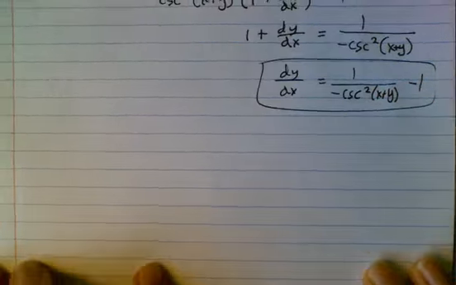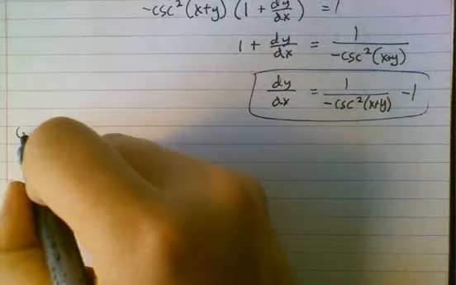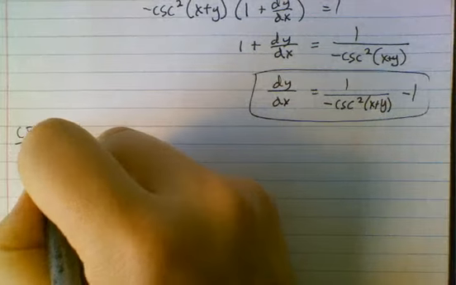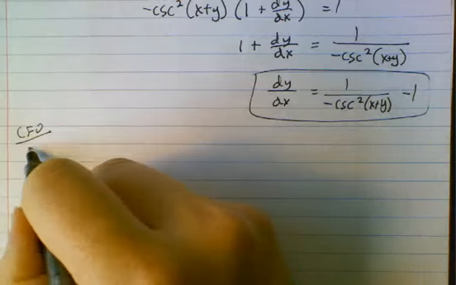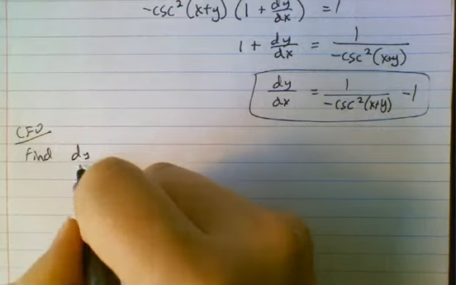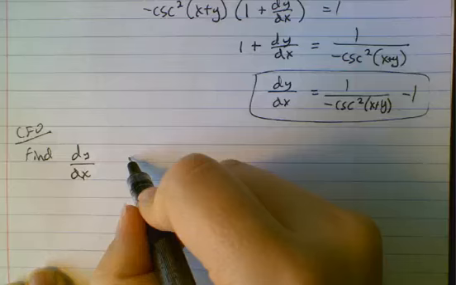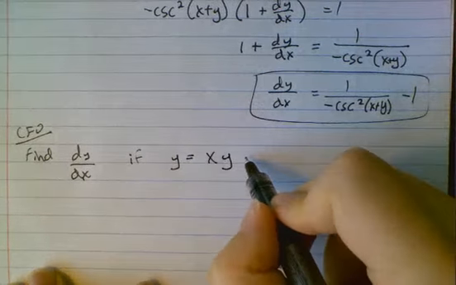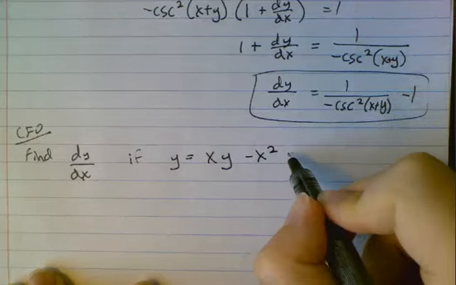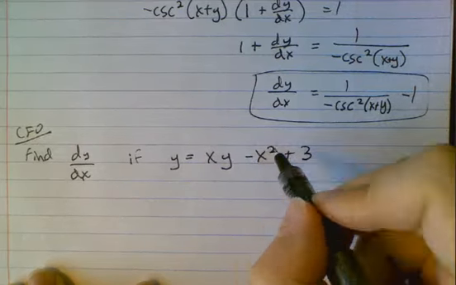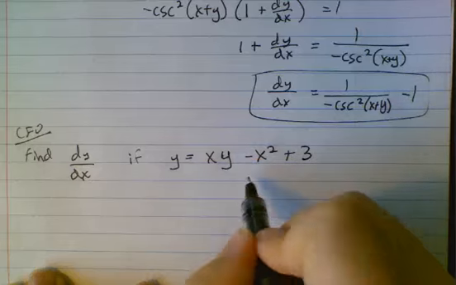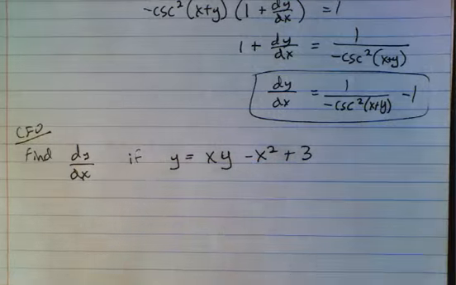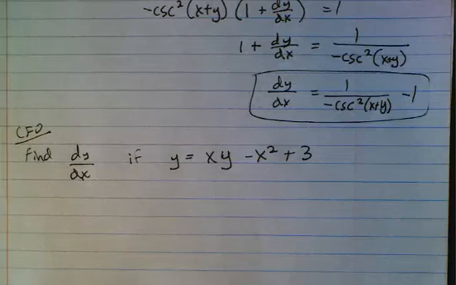Finally, let's do a check for understanding problem. We want to find dy/dx if y equals xy minus x² plus 3. Do notice there are y's on both sides of the equation, so we do have to use implicit differentiation. Go ahead and try that one on your own. Restart the video when you're ready. Pause the video now.